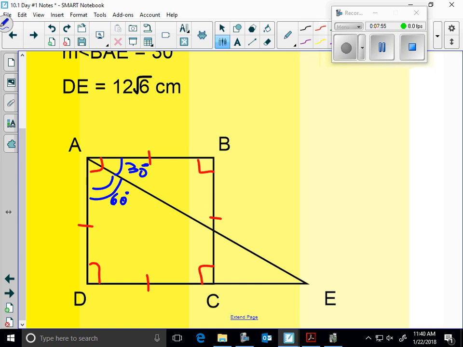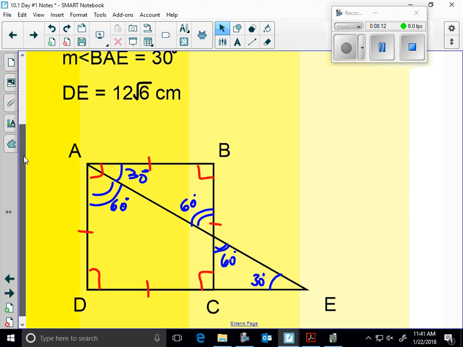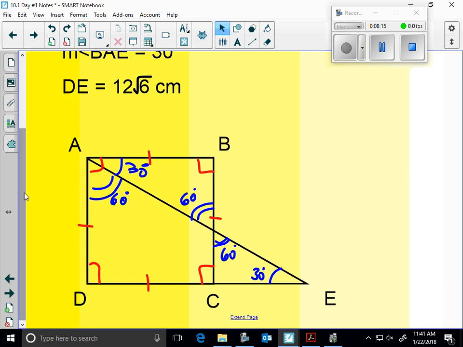Okay, so that makes this angle right here 60. That makes this angle right here 30. Notice how I've geometrically marked these how they should be. Vertical angles would tell me that's 60 as well. So I've got a bunch of special right triangles here, all 30, 60, 90s. Let's see what else I know. BA is 30 and DE is 12 root 6.